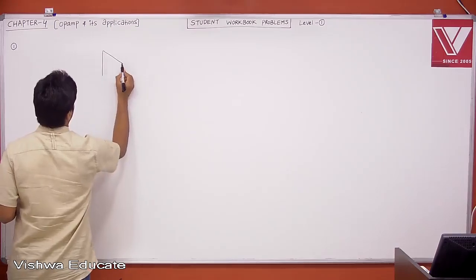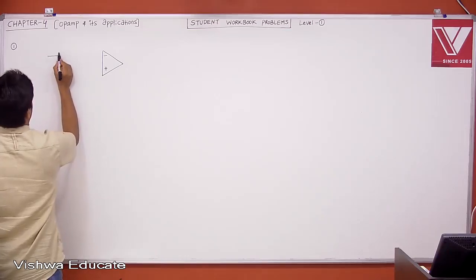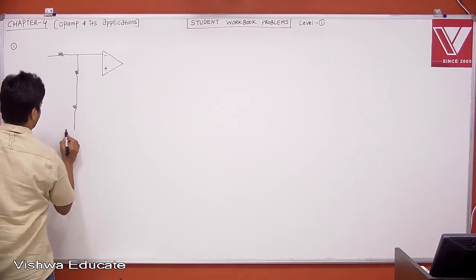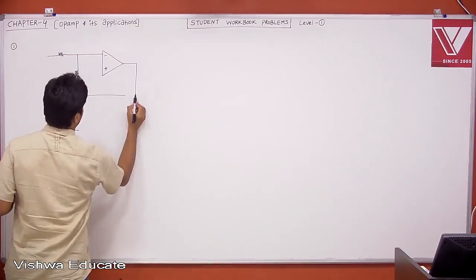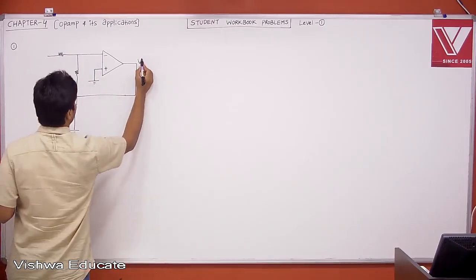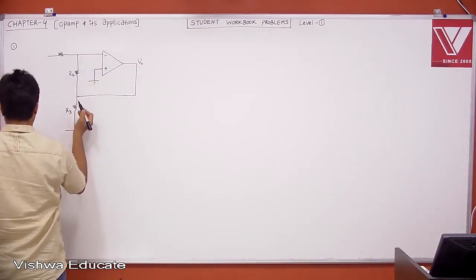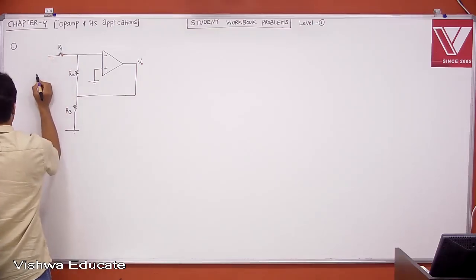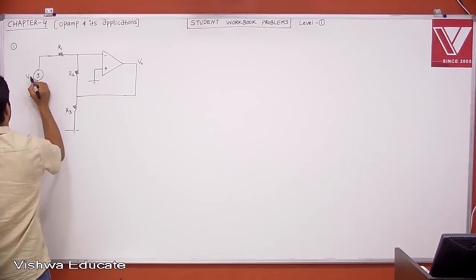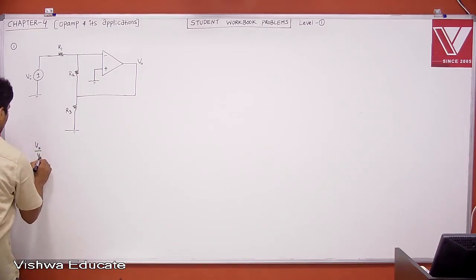The circuit has the op amp with minus and plus terminals, the output V0, resistors R2, R3, R1, and the input Vi. Now, what is V0 by Vi?